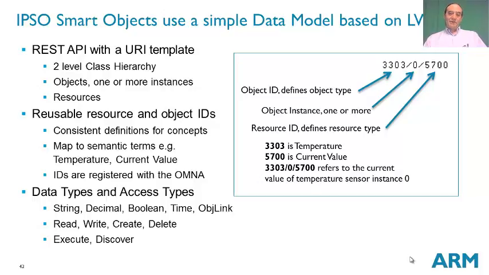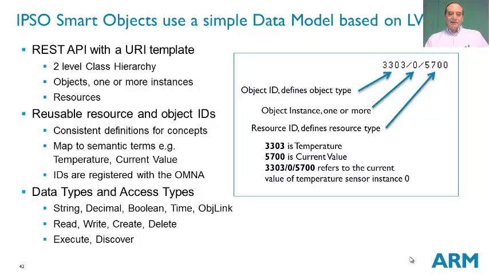And everything in IPSO objects is represented by the same two-level class hierarchy, with an object type that represents what's being measured, and a resource ID which indicates the attribute that's being displayed of the measurement: current value, min, max, etc. And since the object model here is the same as lightweight M2M, all of the IPSO smart object IDs are registered with OMA in their lightweight M2M object registry right alongside the management objects. So management objects and application data objects share the same protocols, the same semantic namespace, and the same registry.